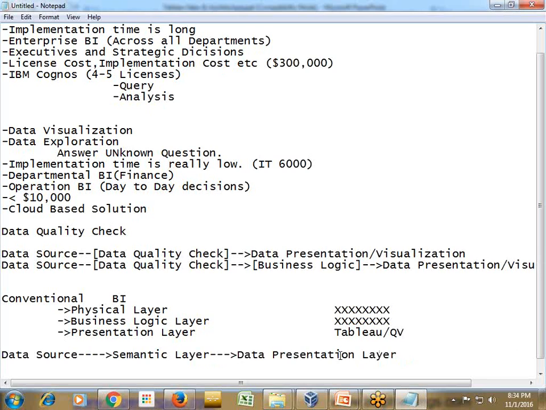Whatever tool I'm using, it is mandatory. If it's a very small organization which doesn't require complex business logic, maybe I can write it, but essentially I need a semantic layer. The data quality check and business logic have to be incorporated along with your Tableau. Therefore, new generation BIs cannot be a replacement for traditional BI. This is a very common thing people like to know.